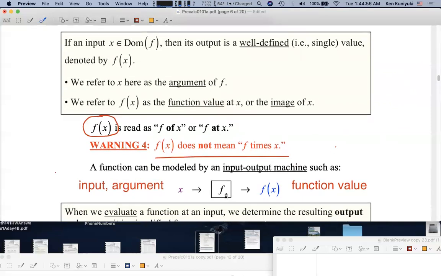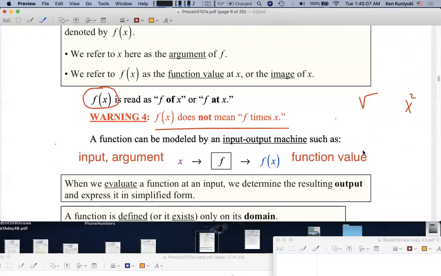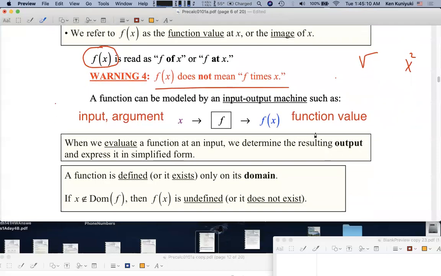And we can think of a function as a kind of input-output machine, kind of like a calculator button on your calculator, like square root or x squared, the squaring function. So when we evaluate a function at its input, we're determining the resulting output. And we express it in simplified form. A function is defined, or it exists, only on its domain, only for those values of x in the domain of f. If x is not in the domain of f, then f of x is undefined, or it does not exist.